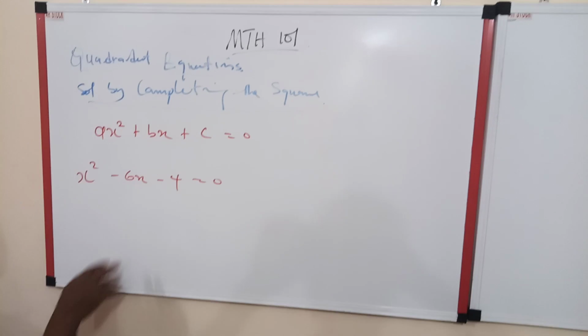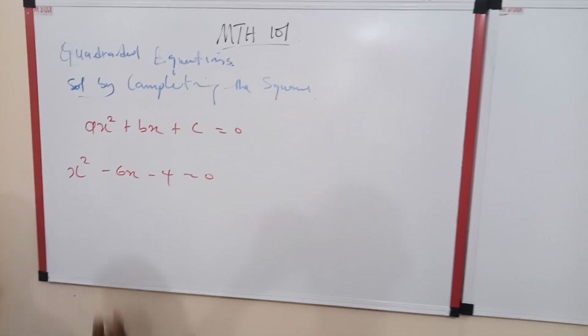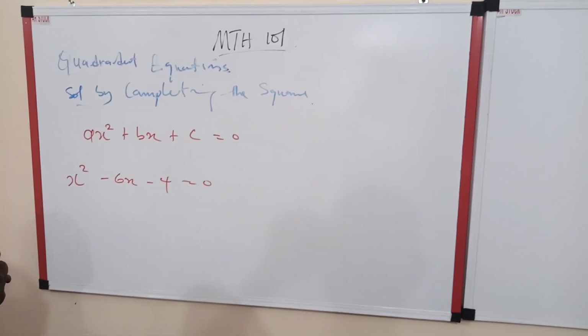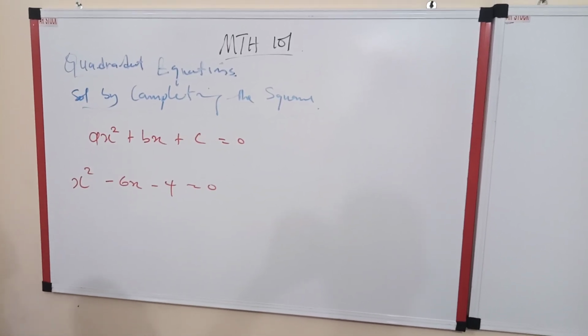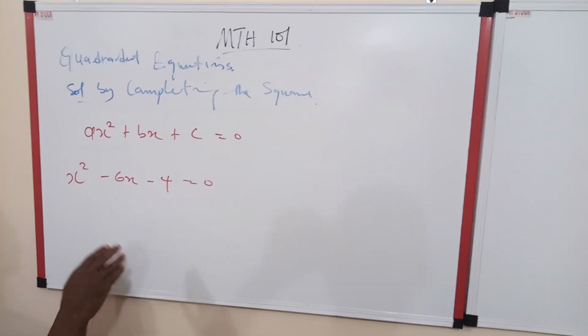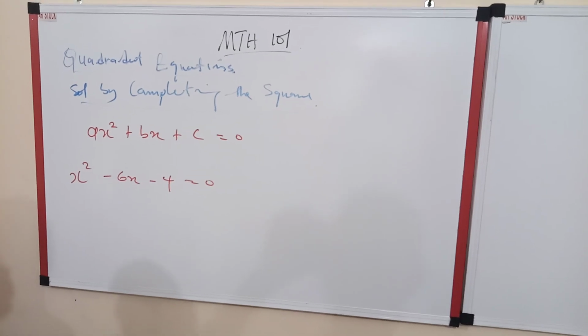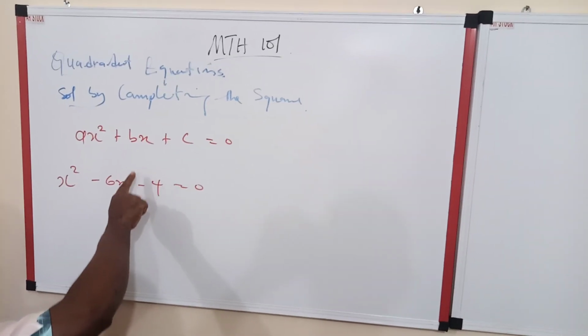Now, if we are asked to solve this using the factorization method, we will see that it's so tedious, we're going to spend so much time, and if possible, we may not even factorize it. That is why we have other methods of solving quadratic equations. Now, here in the completing the square method, what do we do?